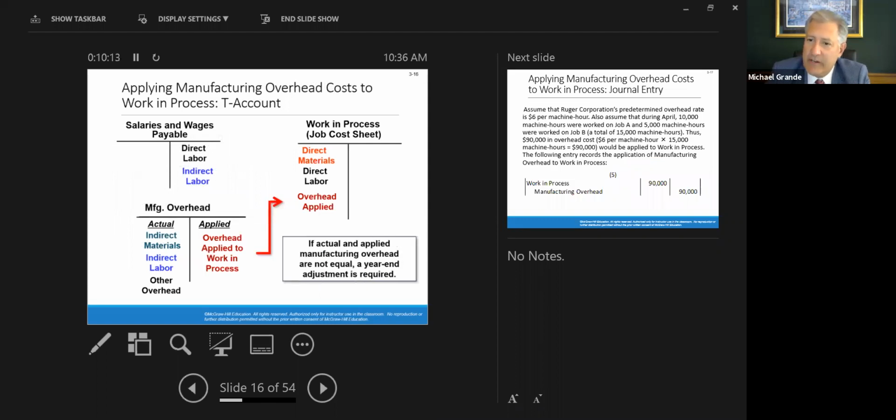So the next thing we need to do is transfer out some of the manufacturing overhead costs into work in process. So we need to debit work in process and credit manufacturing overhead. But what is the amount? The amount is going to be based upon a predetermined overhead rate.